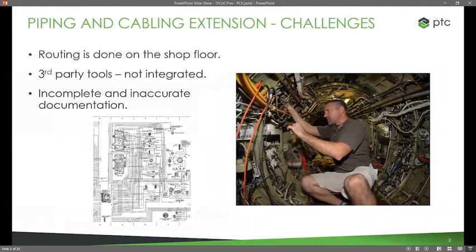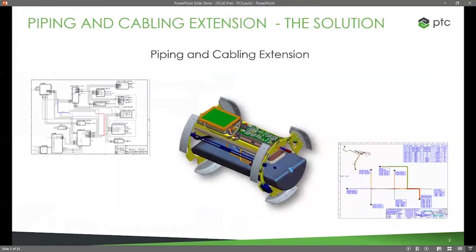You don't want to find out that there's a problem when this guy climbs into the fuselage over here and finds that there was an issue with the documentation, because there wasn't something communicated between the overall design intent and the actual CAD drawings that were produced and the harness drawings that were produced. So to eliminate some of these issues, that's where we went forward and developed that piping and cabling extension.